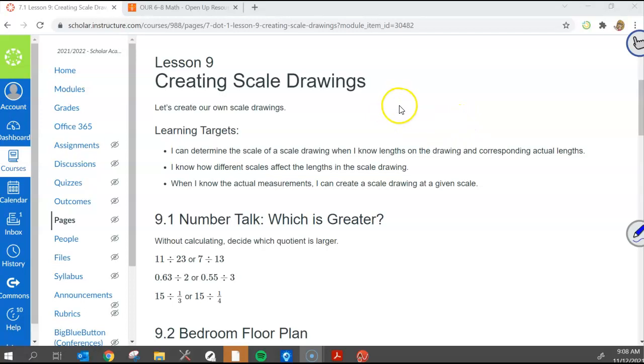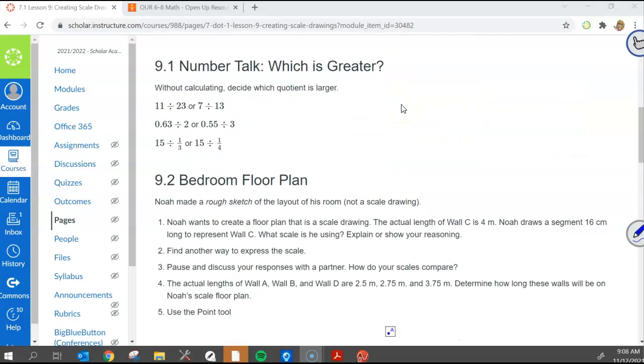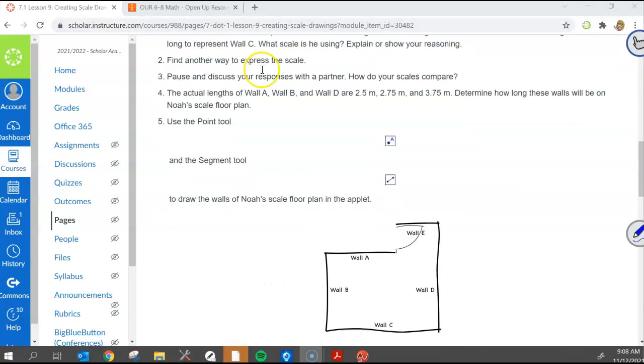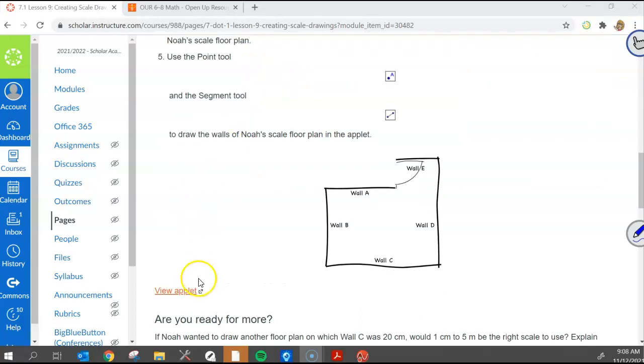For you online learners, you will see that part of this lesson does include an applet. You are allowed to make this scale drawing using the applet. Let's see how that is going to work. It tells you to use the point tool. You can make points using this tool. Add the segment tool, which is going to look like this, so that you can actually draw the walls of Noah's bedroom using that scale. To do that, you're going to click on View Applet.